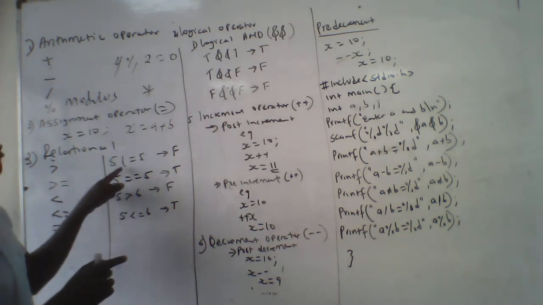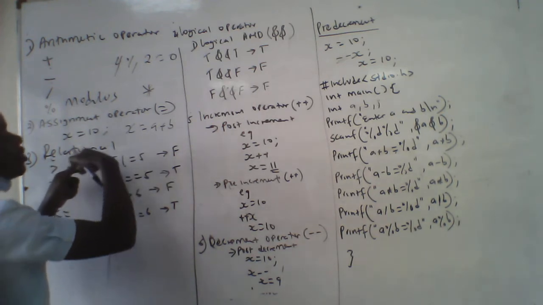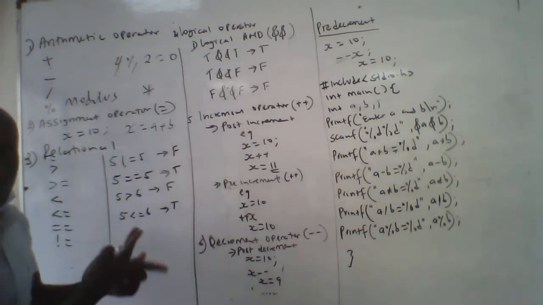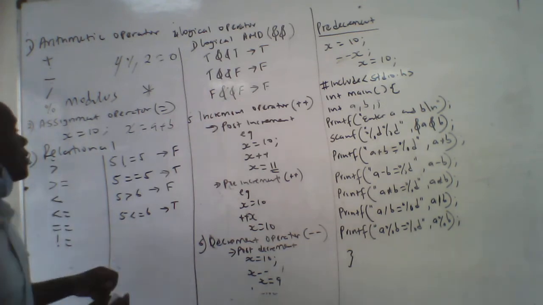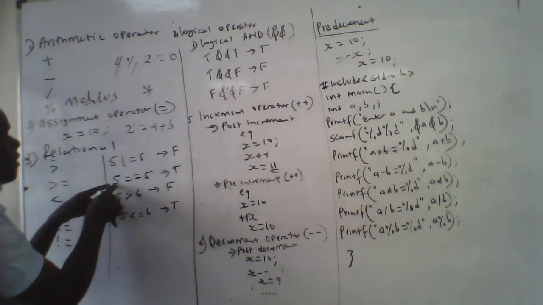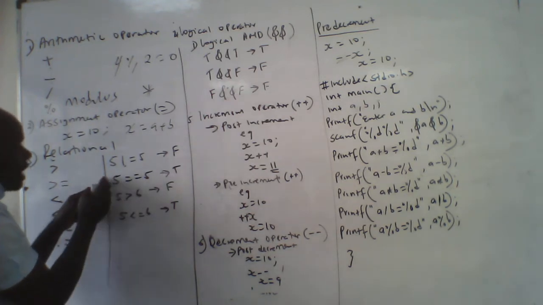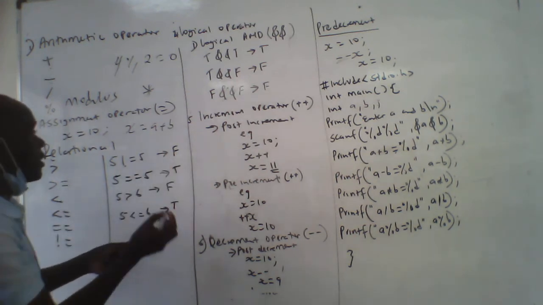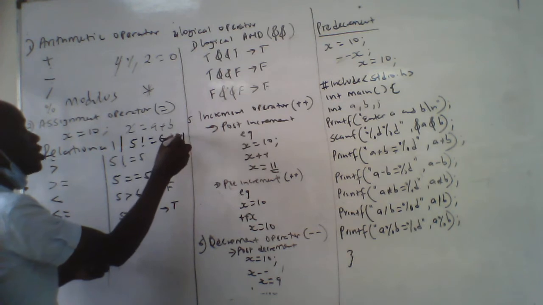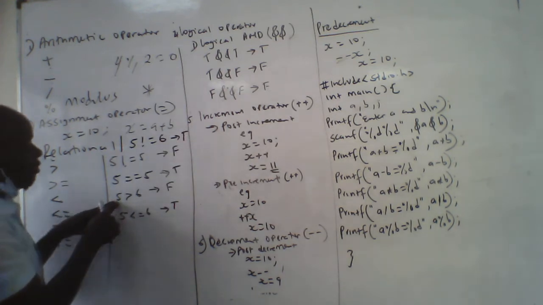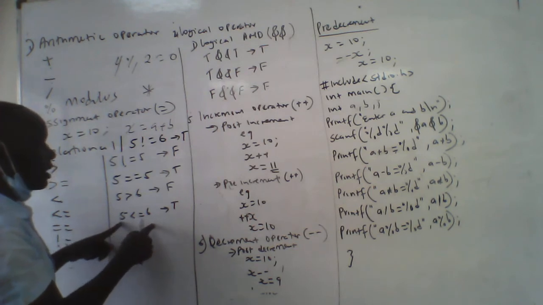We have examples. If I say 5 not equal to 5, meaning what is on this side of the operator and what is on the other side, if they are not the same, it will return true. If they are the same, it will return false. So it will return false. If I say 5 equal to 5, the answer is true. What is on this side and the other side is the same. If I say 5 not equal to 6, the answer is true. If I say 5 greater than 6, the answer is false. If I say 5 less than or equal to 6, the answer is true.